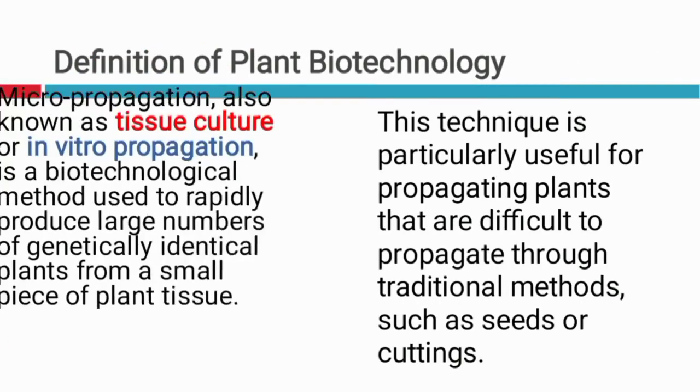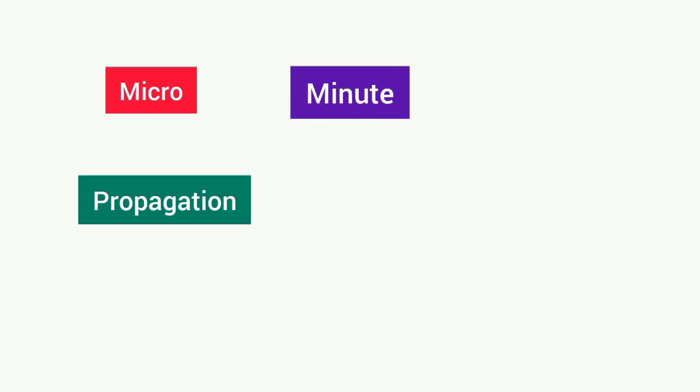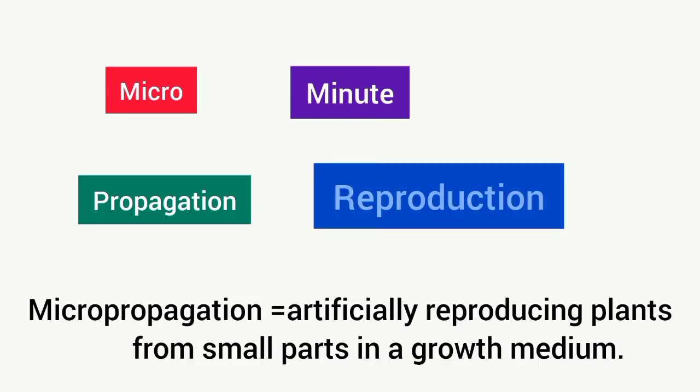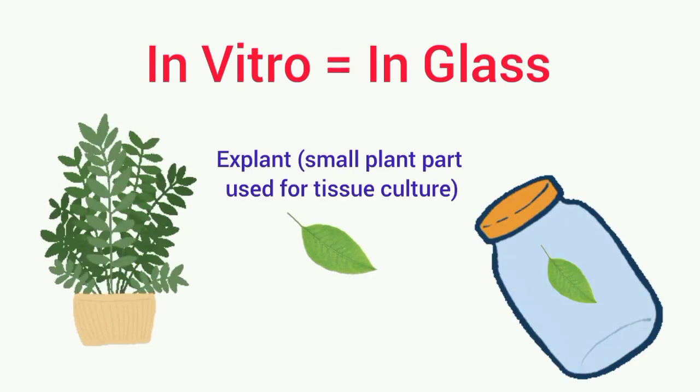Definition. Micropropagation is also known as tissue culture. When we say micro, we mean something that is minute or small, and when we say propagation, we mean reproduction. So when you are reproducing a particular species, in this case plants, from tiny or micro parts, it is called micropropagation. And please take note that it has to be in vitro, meaning it has to be in glass.